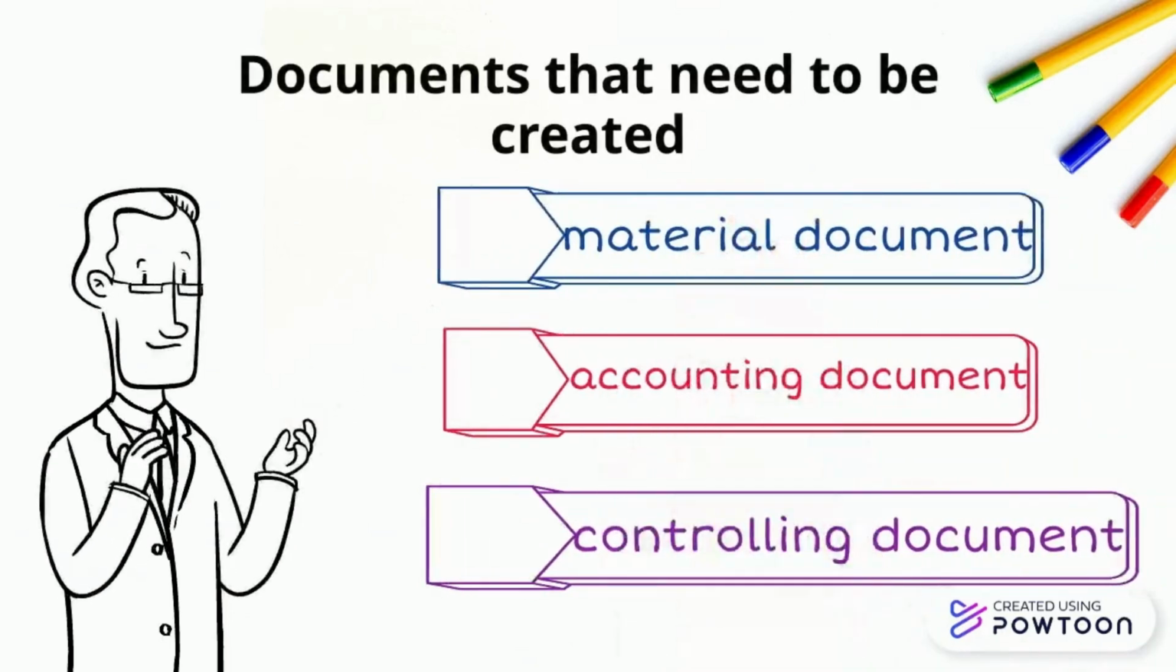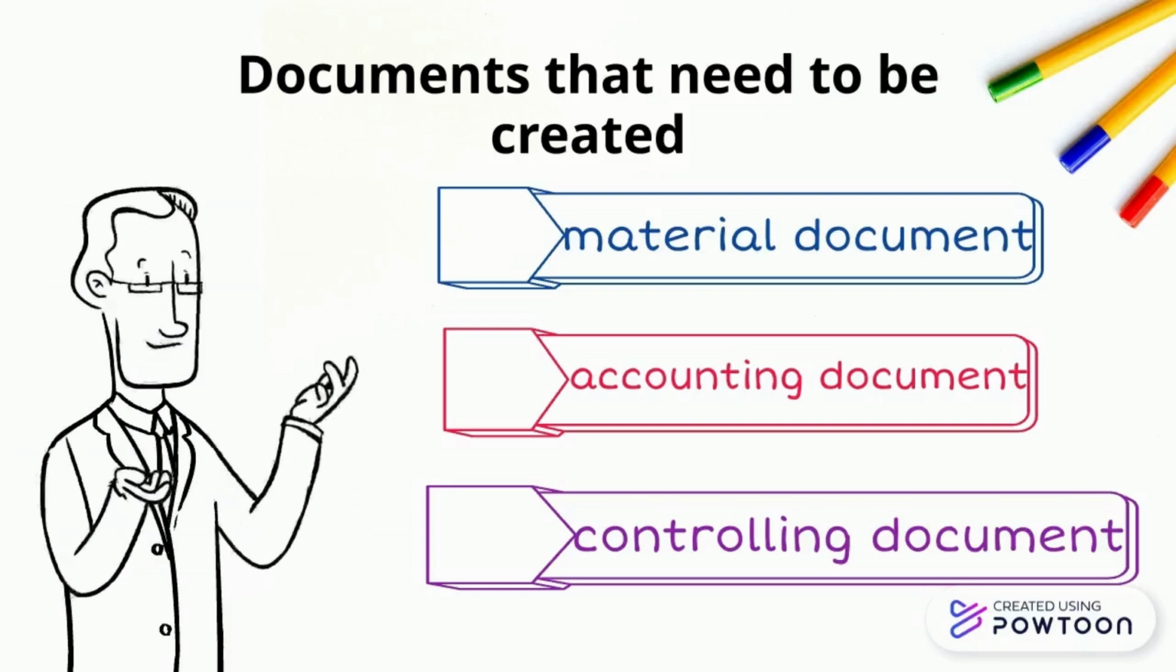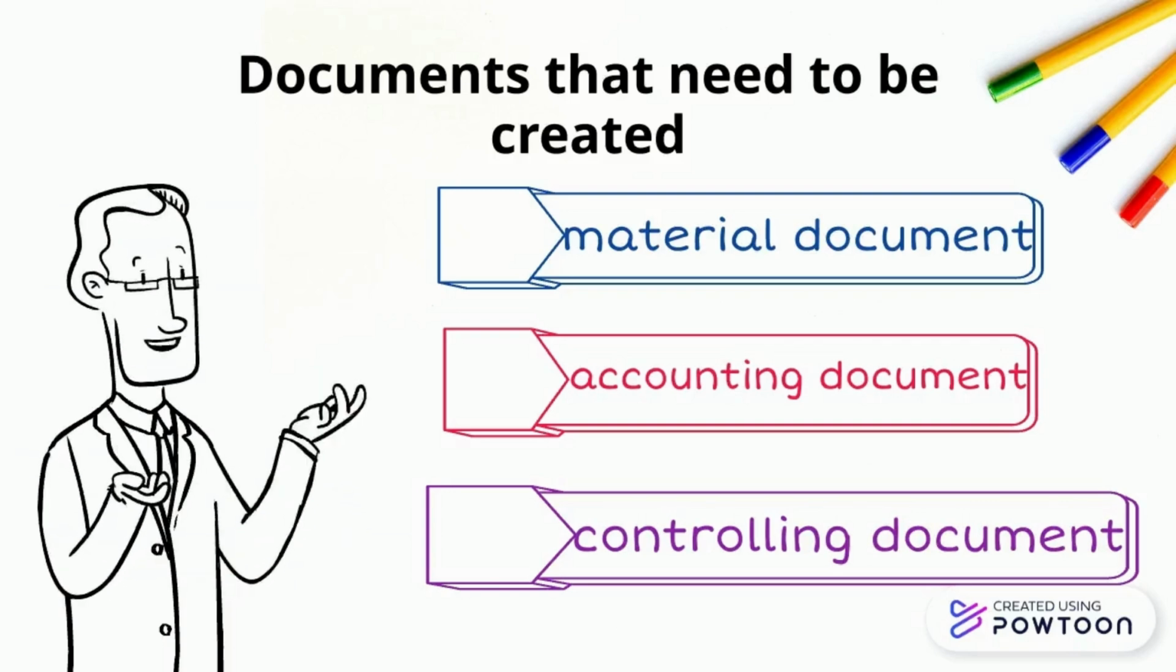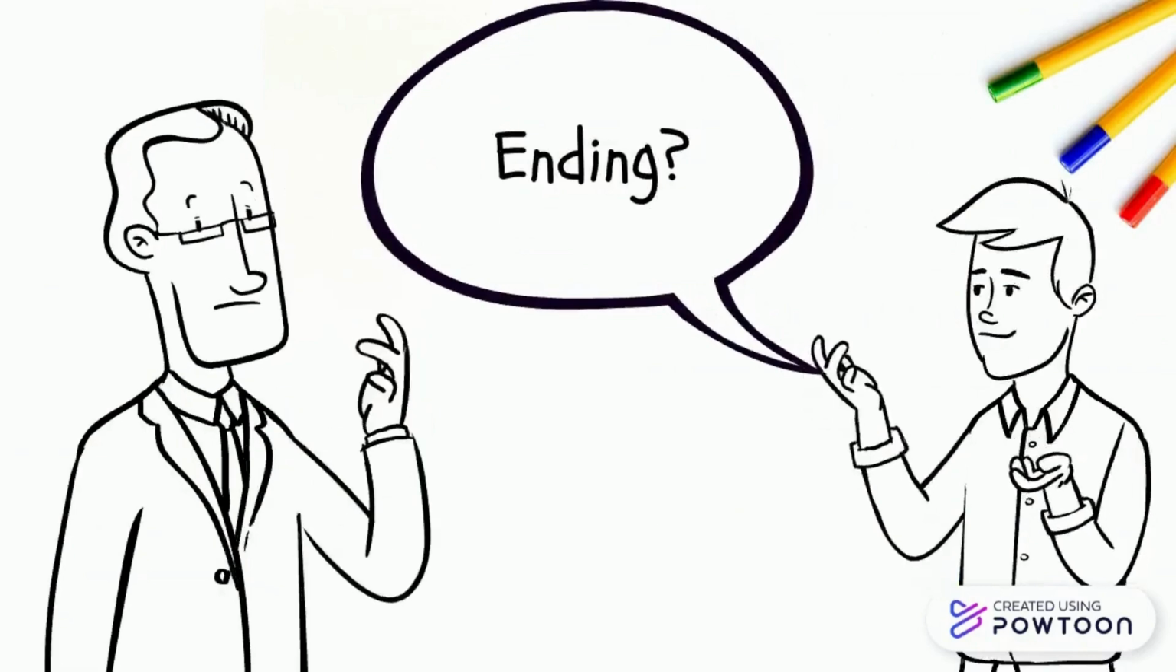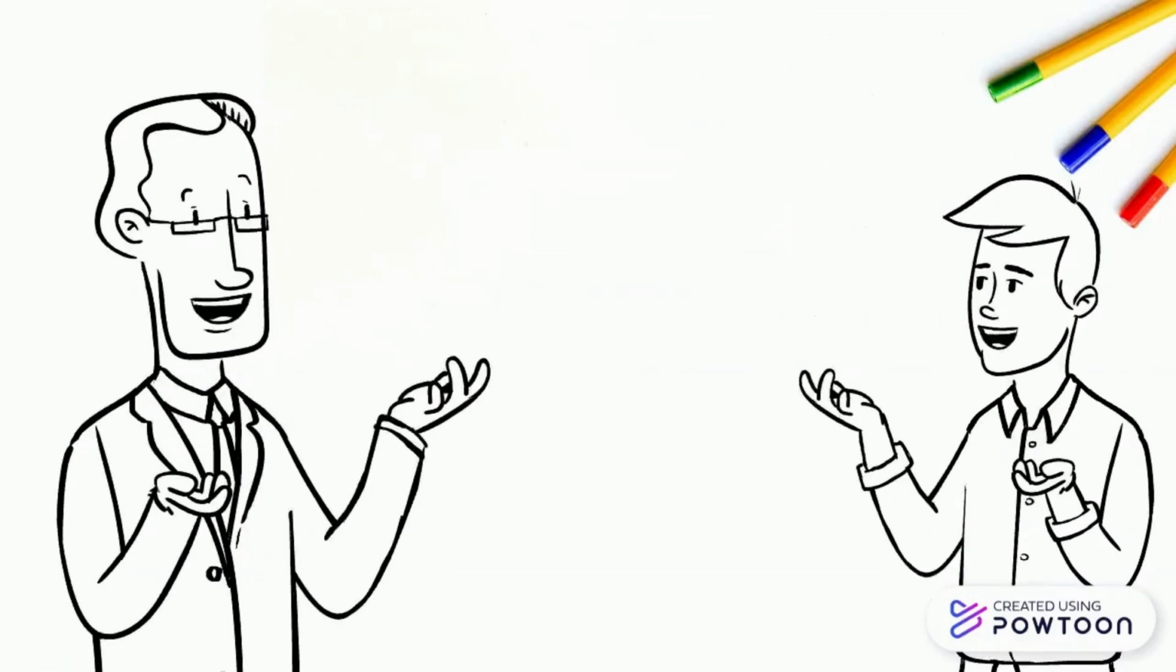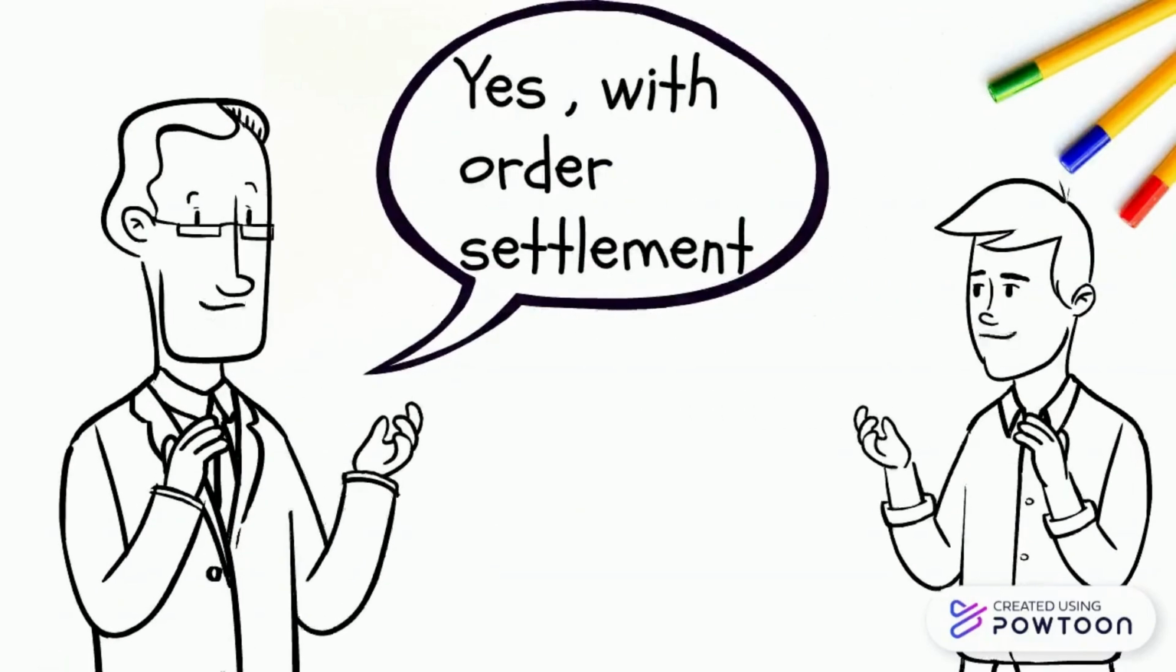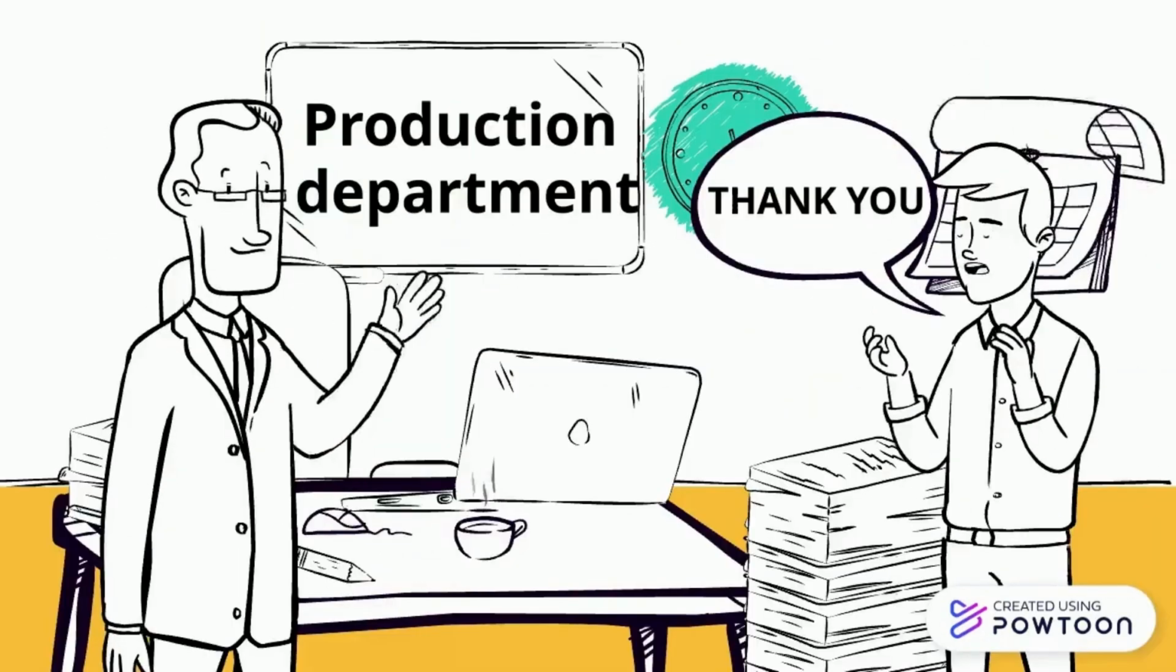At the same time, 3 documents are being created too. This is the material document, accounting document, and the controlling document. Oh, and an in-order settlement, right? Yes, where Samsung has to analyze the total cost of production to see if it has exceeded the target production cost. Thanks, John, for the explanation.